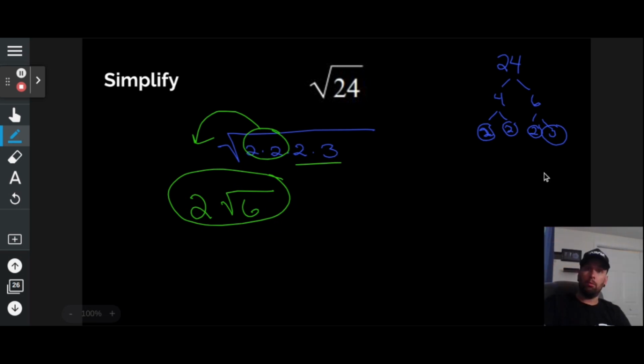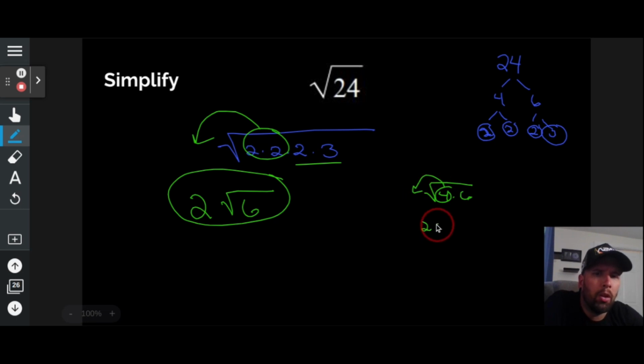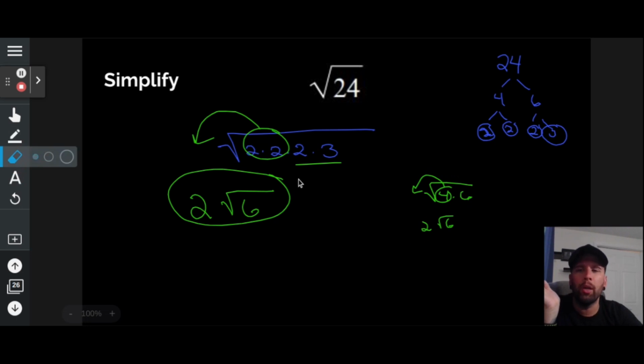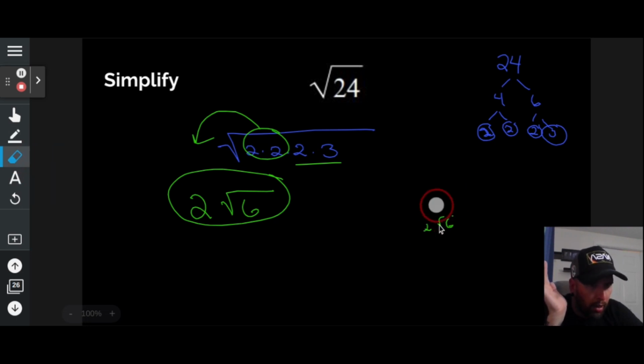Now, some teachers might have you do something like this. It might look something like this, in which case you'd say the square root of 4 is 2, and then you have 6. It all depends on what kind of teacher you have. But the Nick Parrish method of doing square roots is so much better than whatever teacher you had in the past. Trust me on this one.